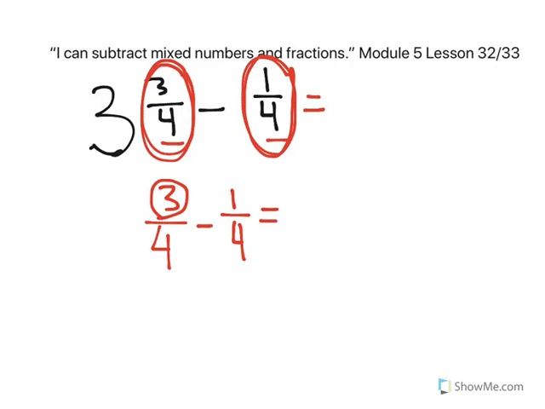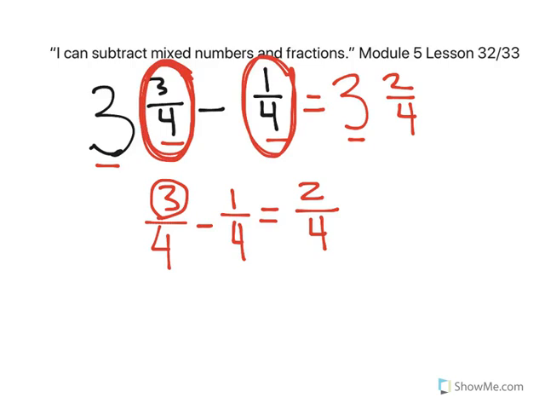All right, so what is 3 minus 1? 2. My denominator stays the same. So my answer is 3 wholes and 2/4. So that one's really easy. When the first fraction they give us is bigger than the second one, then we're just able to subtract.